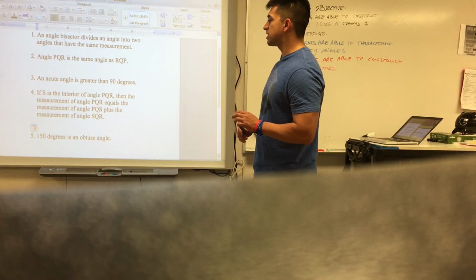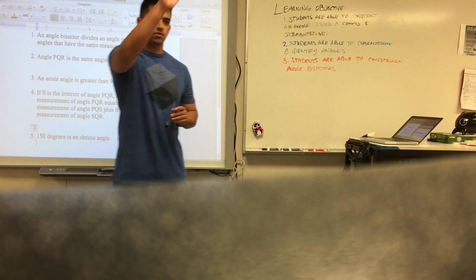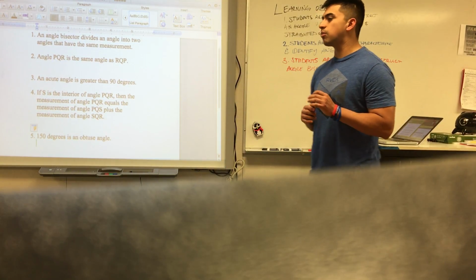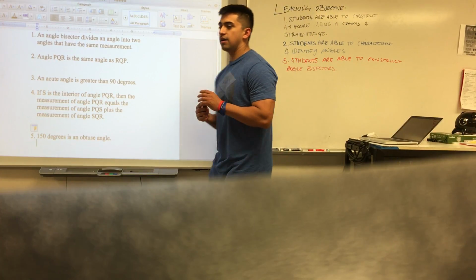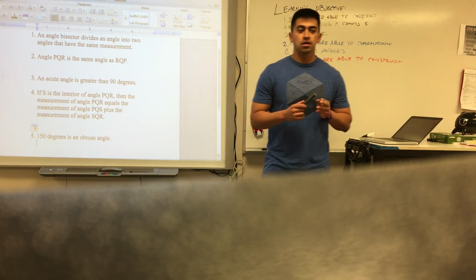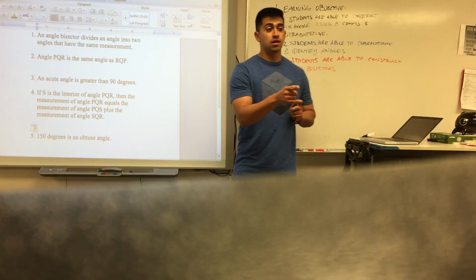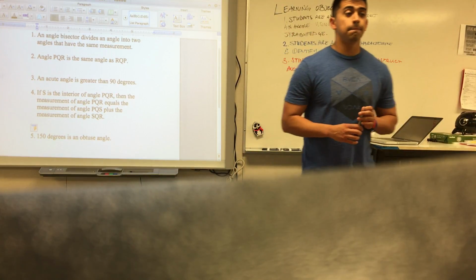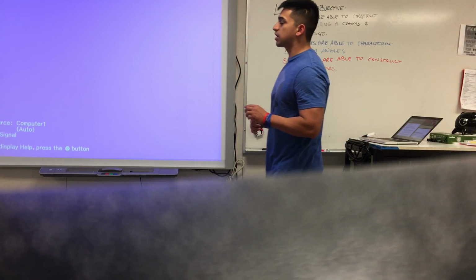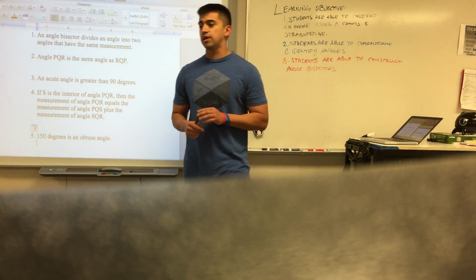Three: an acute angle is greater than 90 degrees. If you agree with this statement, raise your hand. Good, no one should have raised their hand for this one. Why not? Somebody throw out an idea for me. David? Yes, because if it's greater than 90 degrees and less than 180, it is an obtuse angle. Acute is any angle that is between 0 degrees and 90 degrees.